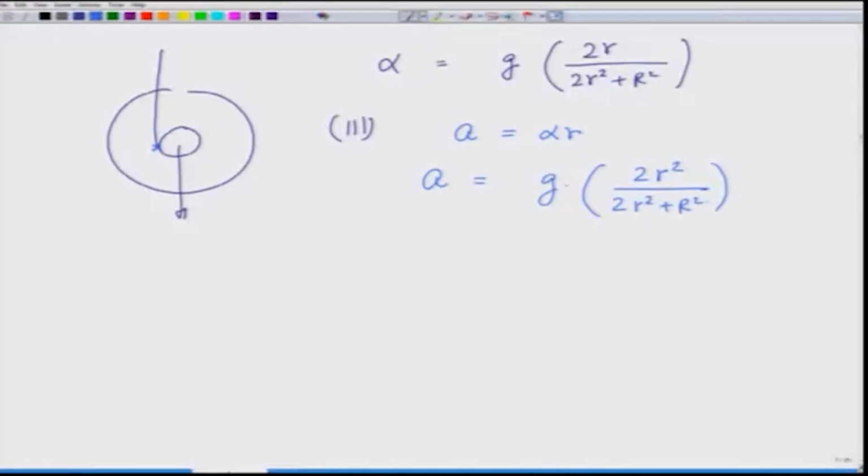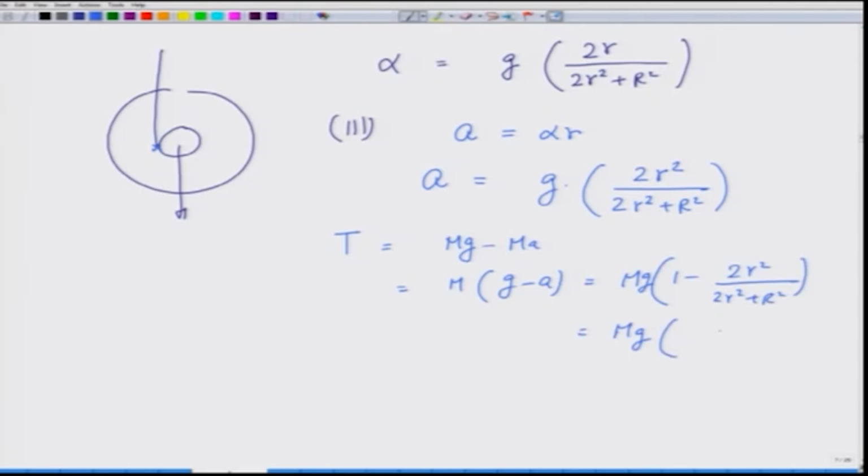Now, once we know a, I can also calculate the tension in this string, which is going to be equal to mg minus ma, which is m times g minus a, which is equal to m g times 1 minus 2 r square over 2 r square plus r square, which comes out to be mg r square over 2 r square plus r square.